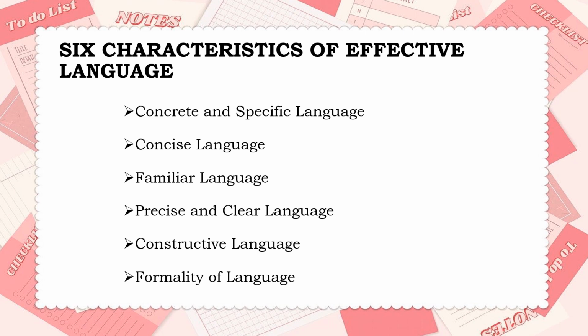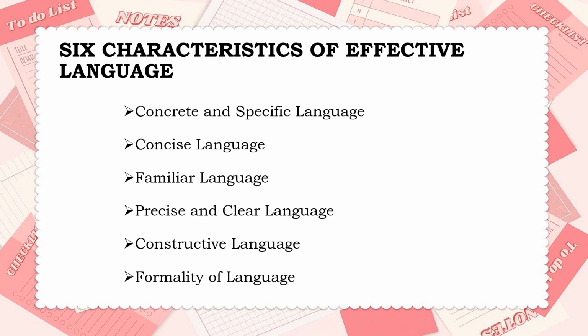Concise language. A hallmark of an effective writer is the ability to express their desired message in as few words as possible. So you're being direct to the point, telling what you feel, what you want to express, in a brief but effective message.